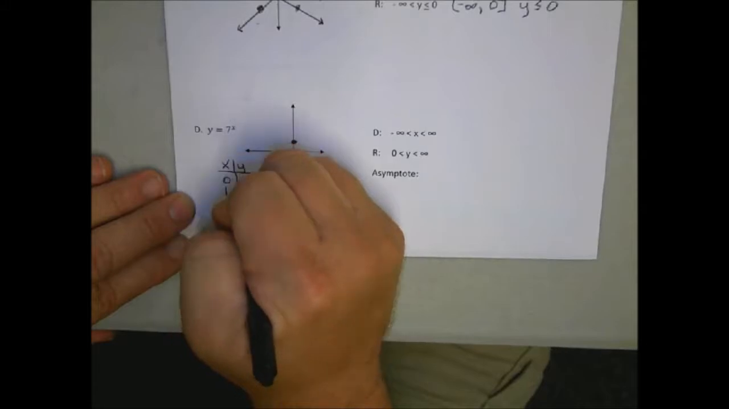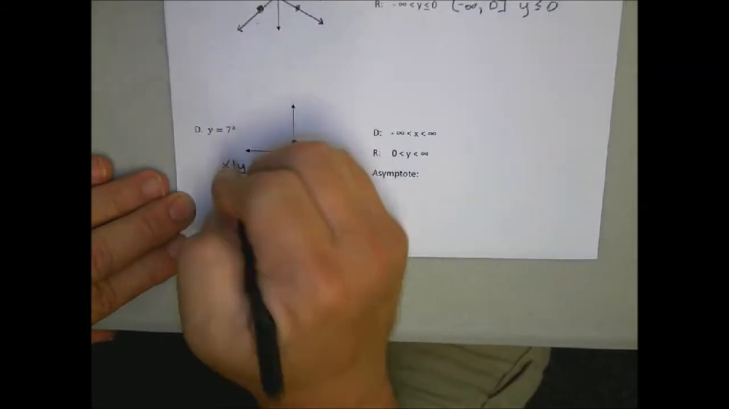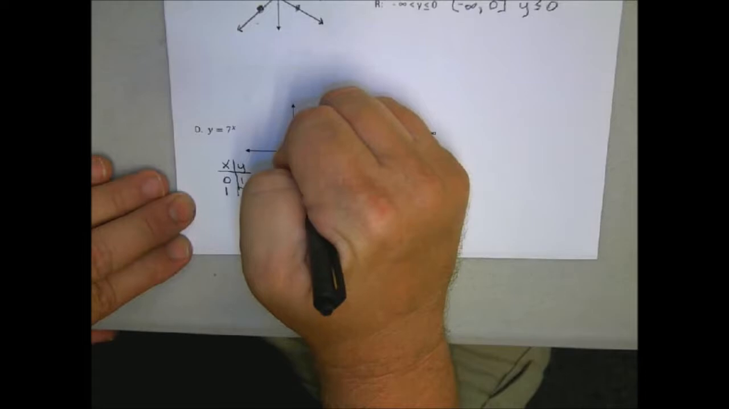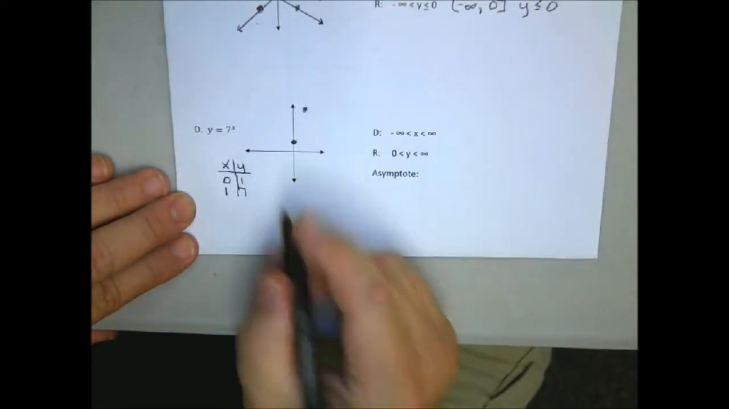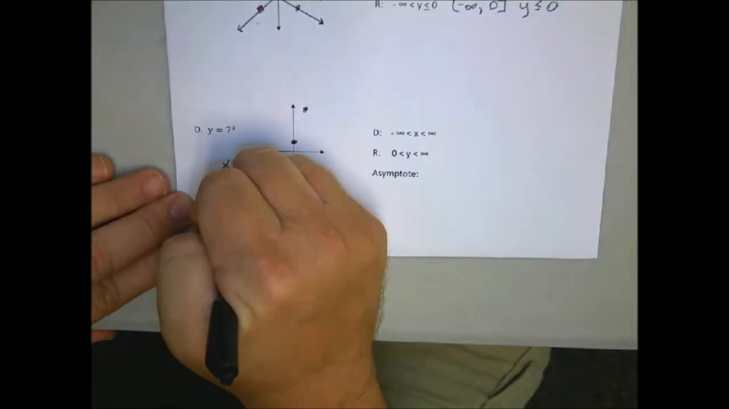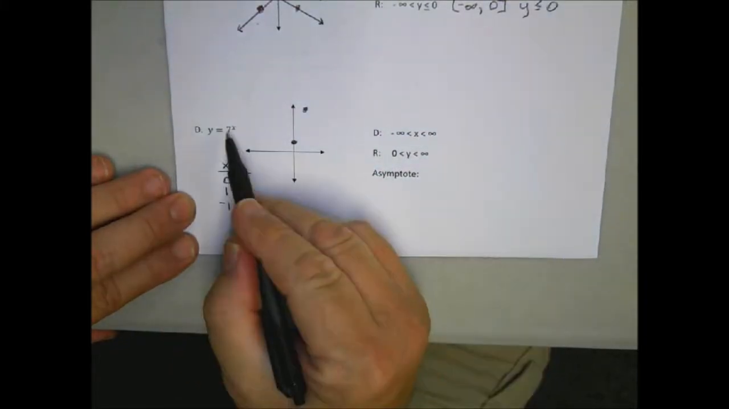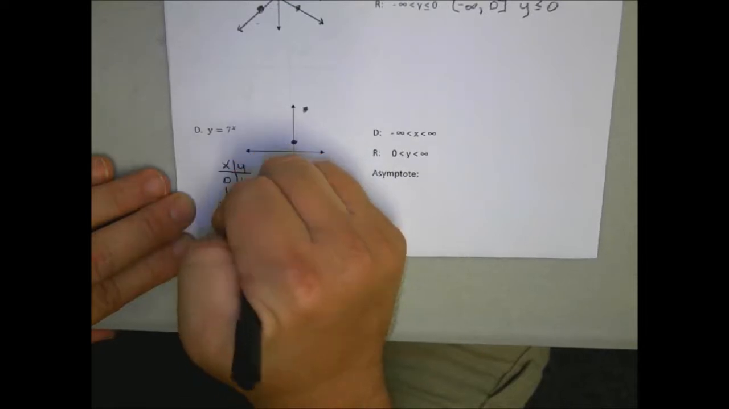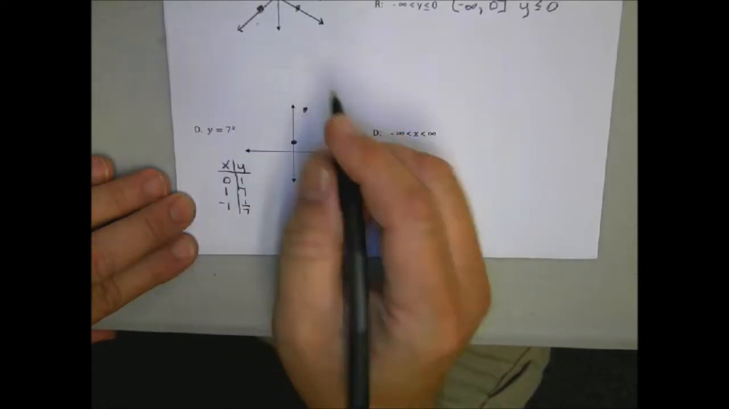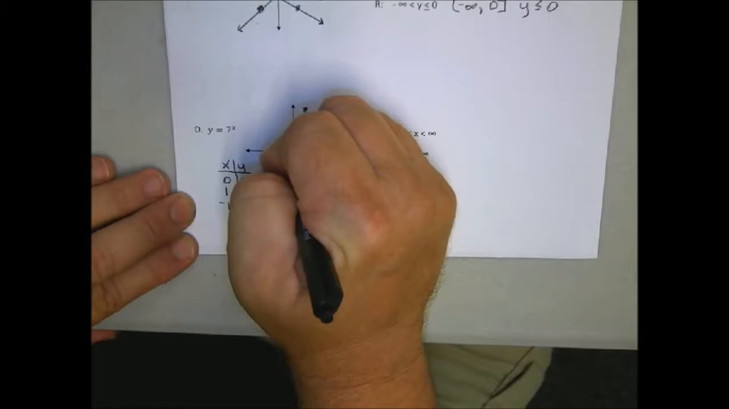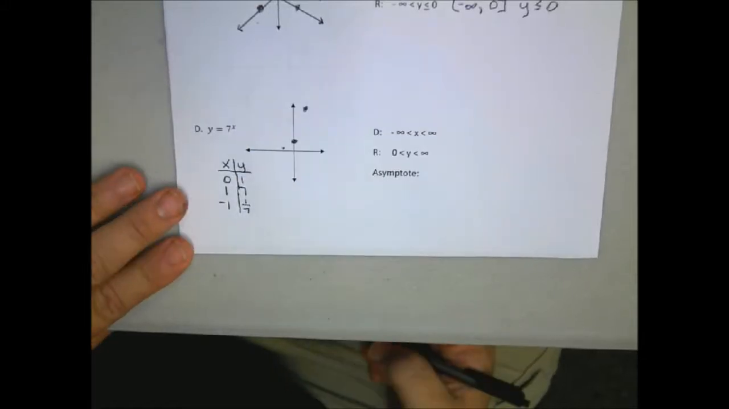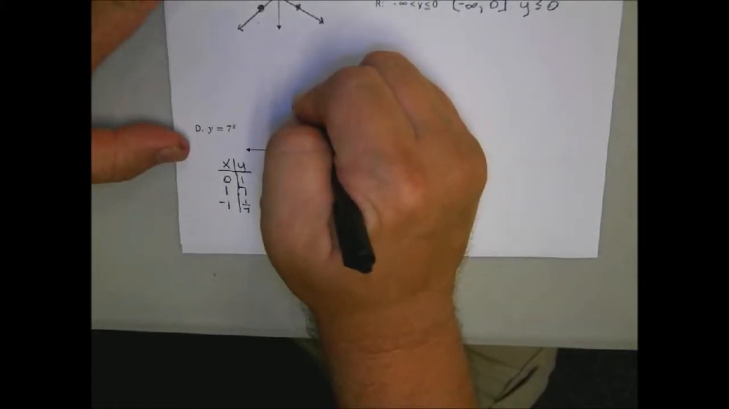But what happens when x is 1? Well, 7 raised to the first power is 7. So 1, 7. Let's put that way up here. And then, negative 1. 7 raised to the negative 1 power would simply be 1 over 7. So when x is negative 1, y is just 1/7. It's 1/7 of a unit above the x-axis. So we got a graph that's looking like this.